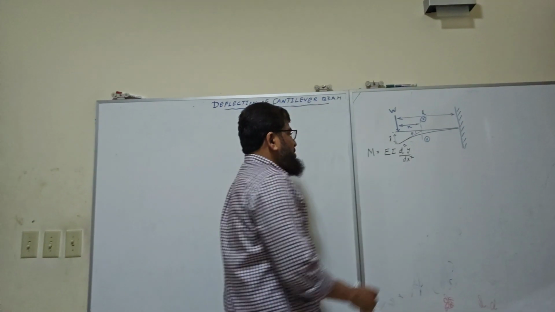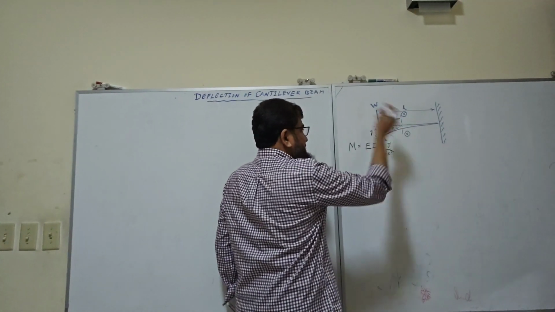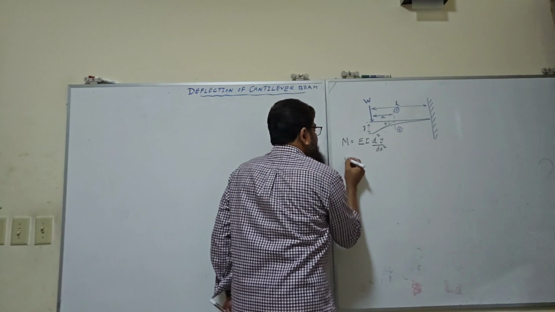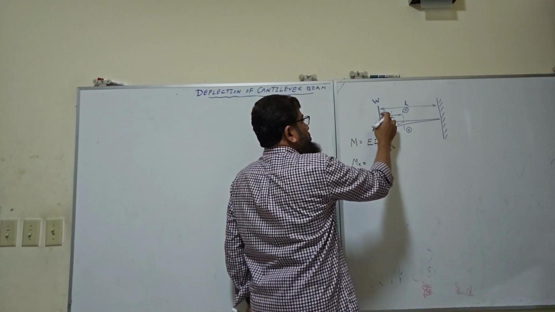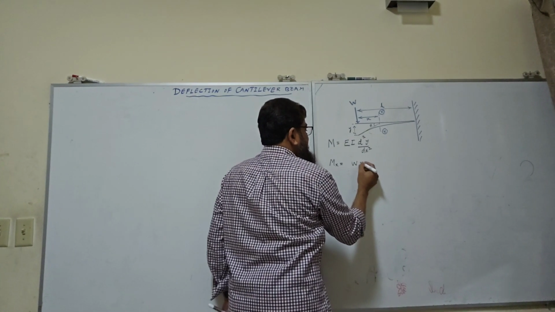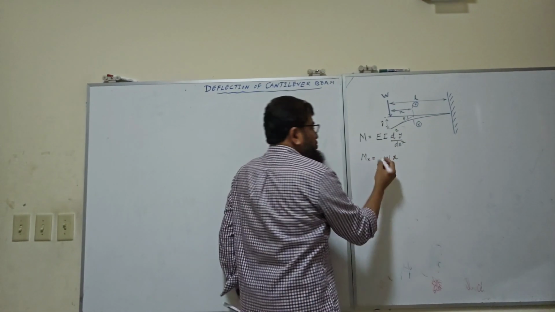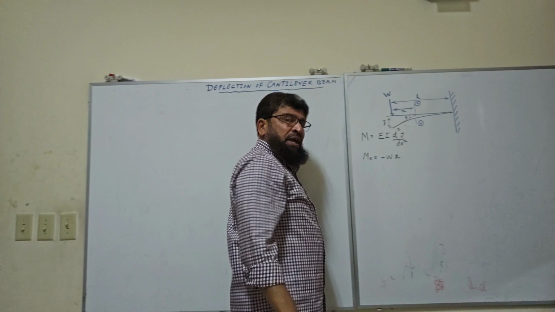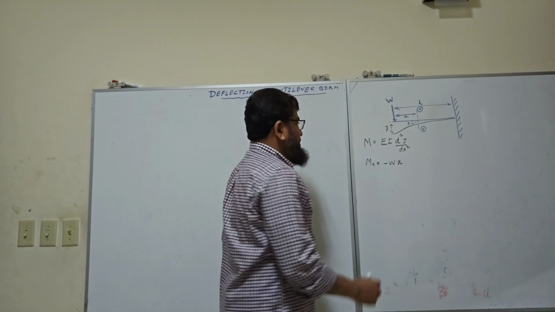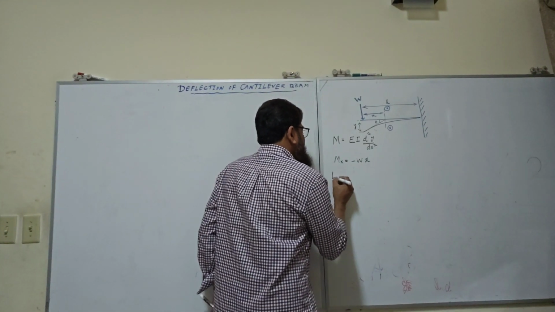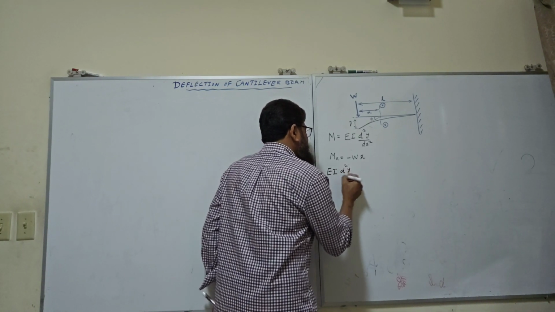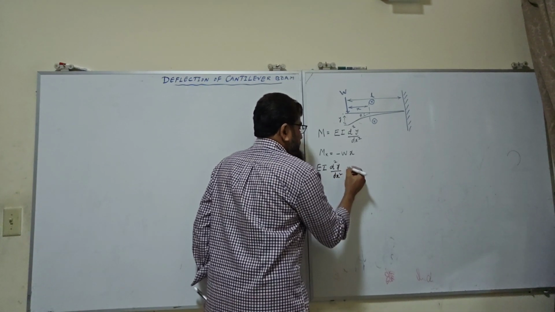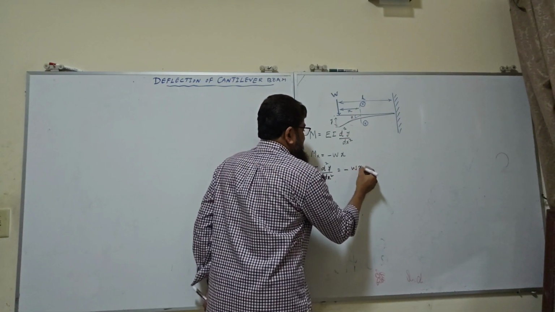Now at x, if you take moment, I can write M of x is equal to what? W multiplied by x. Since it is bending it downwards, it is minus sign. Now let me equate these two. If I equate these two, what I will have? I will have EI into d square y by dx square is equal to minus Wx.